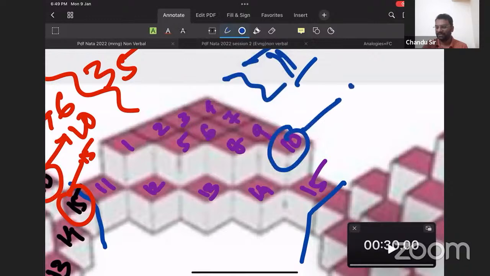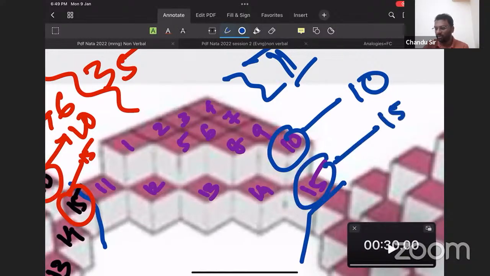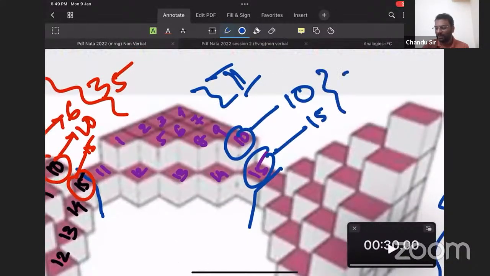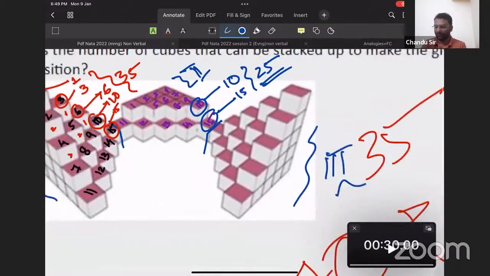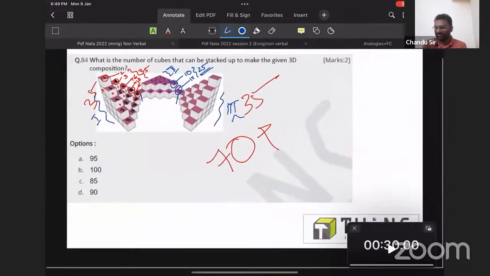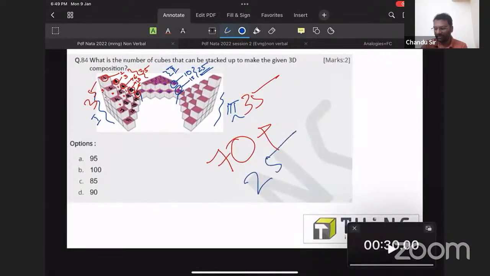So here 10 in the layer 1, and total 15 in the layer 2, and their sum is 25. So that 70 plus 25, we can take it over here, and that is 95. Option A is 95.